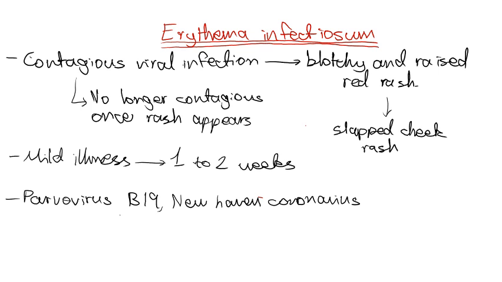So, as a quick review, erythema infectiosum is a contagious viral infection that can cause a blotchy and raised red rash, which we describe as being a slapped cheek rash. It causes a mild illness that lasts for 1 to 2 weeks, and the children are no longer contagious once the rash actually appears. And the main causative agents which have been identified include parvovirus B19 and New Haven coronavirus.